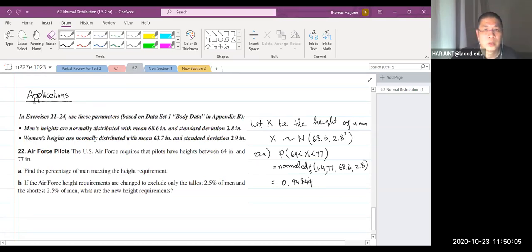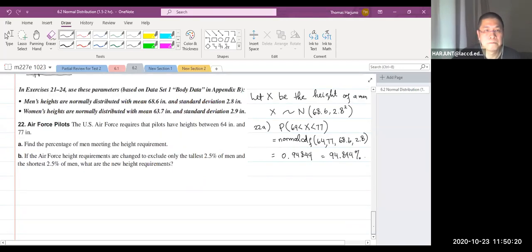So the percentage of men meeting the height requirement will be 94.844%. Part B.